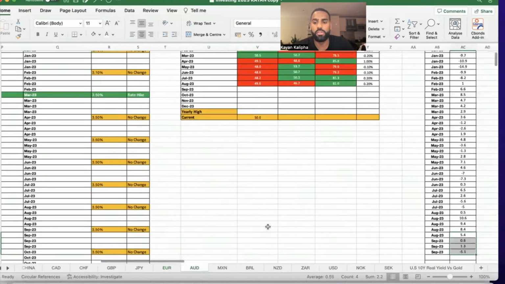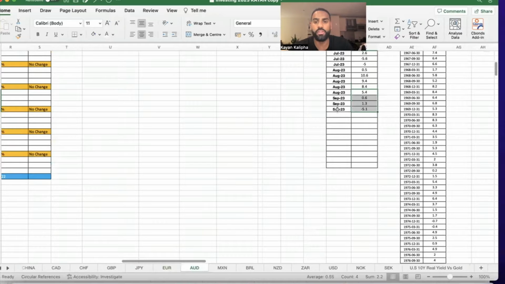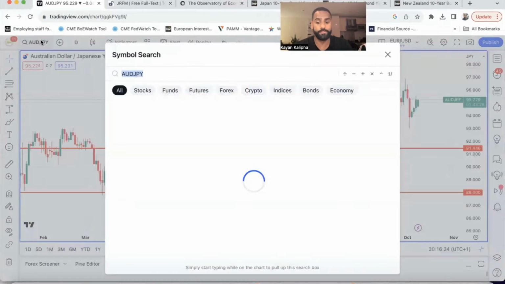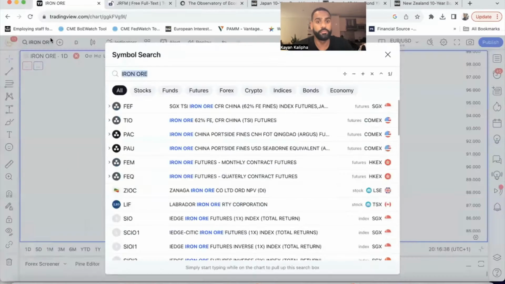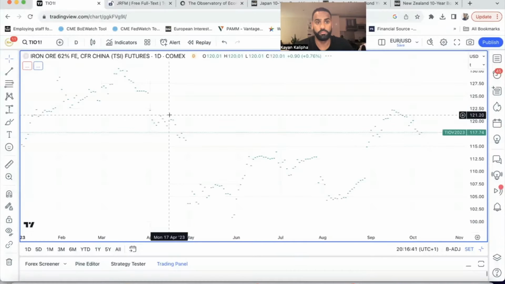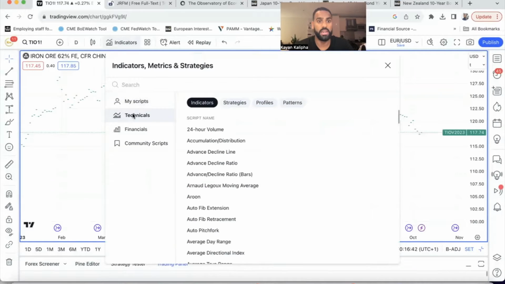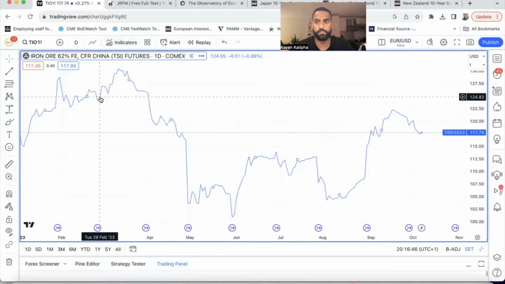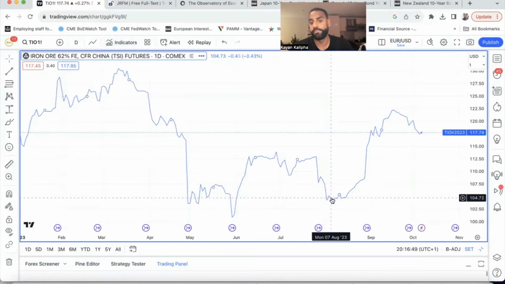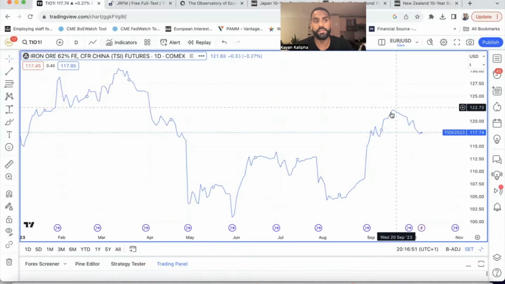Okay, so Aussie dollar. What are investors doing for the Aussie dollar? For the Aussie dollar, we have to look at iron ore prices, the key export of Australia. What's happening with iron ore? Let's get a line chart. Can't really see it when you do this. Okay. Prices have actually been rising recently.